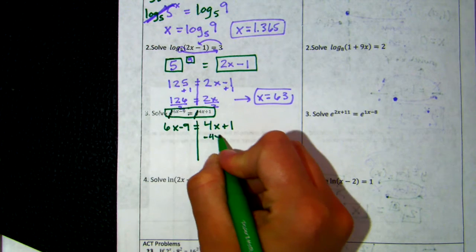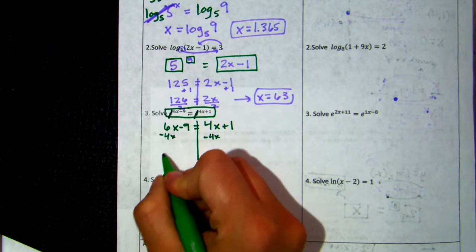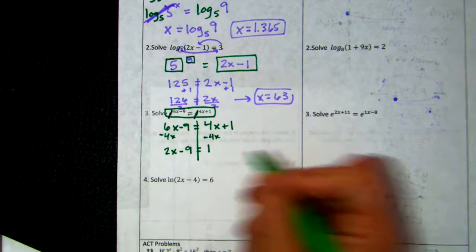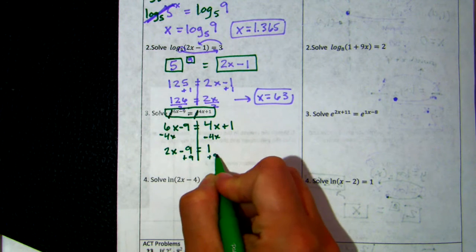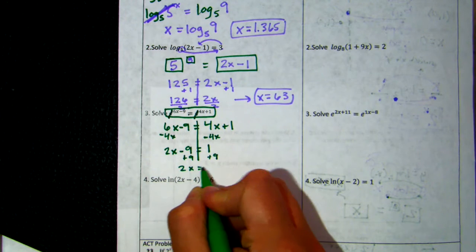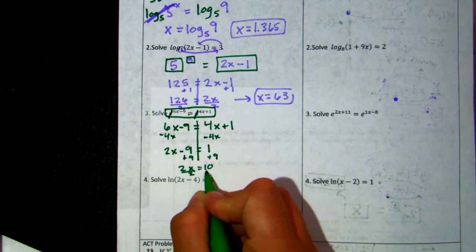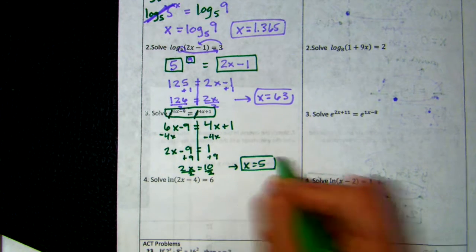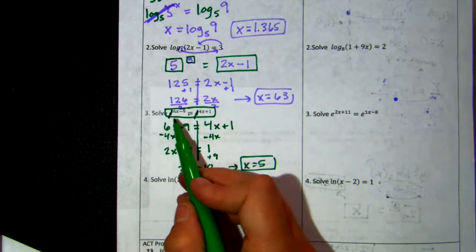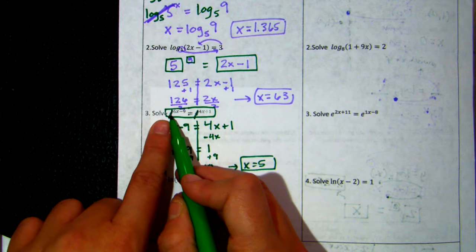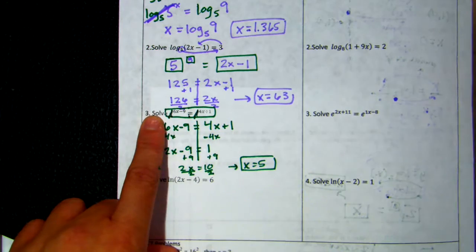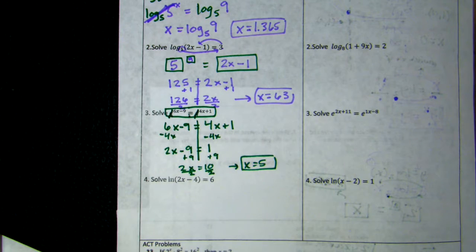I'm going to subtract 4x on both sides first. That's going to give me 2x minus 9 is equal to 1. Add 9 on both sides. That'll give me 2x is equal to 10. Divide by 2 on both sides. x is equal to 5. So the key thing here is if I have a single base equal to the exact same base, I can cancel those out. They are equivalent expressions.